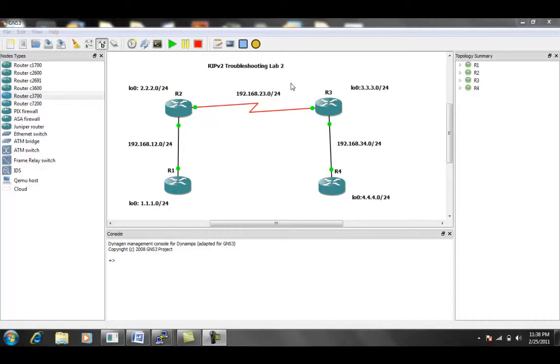Protocol, RIP version 2. Specifically within RIP version 2 we're going to look at troubleshooting, and this is our RIP version 2 Troubleshooting Lab 2.